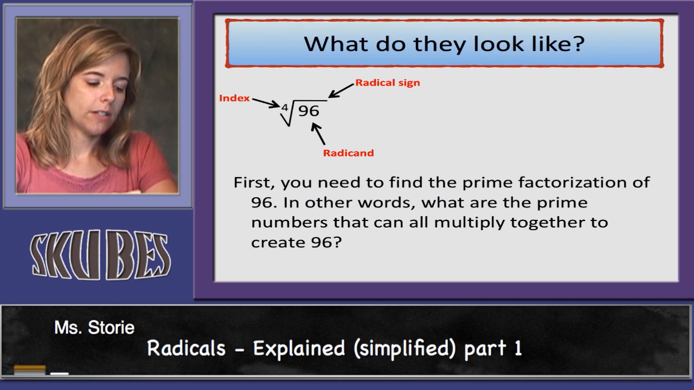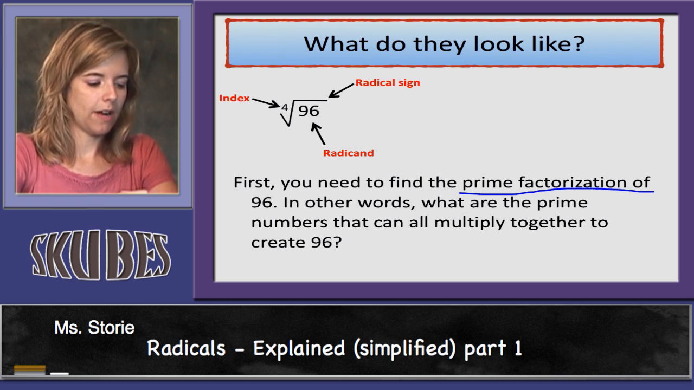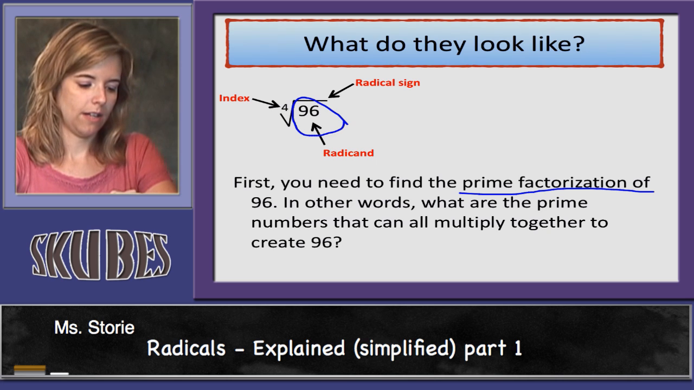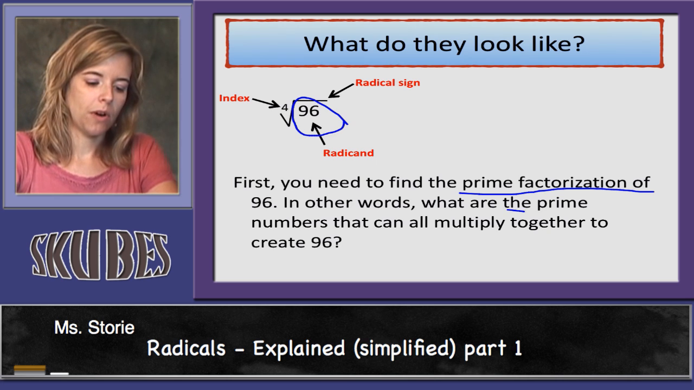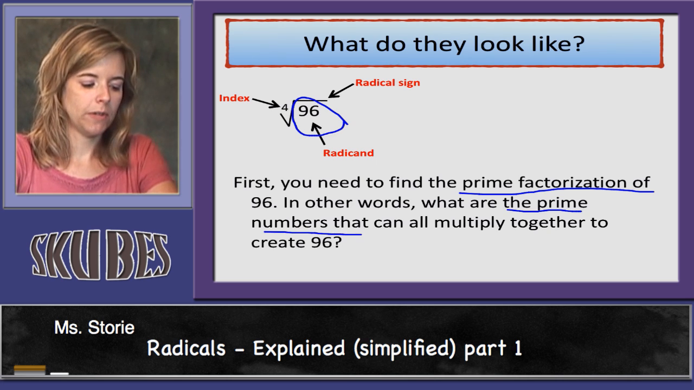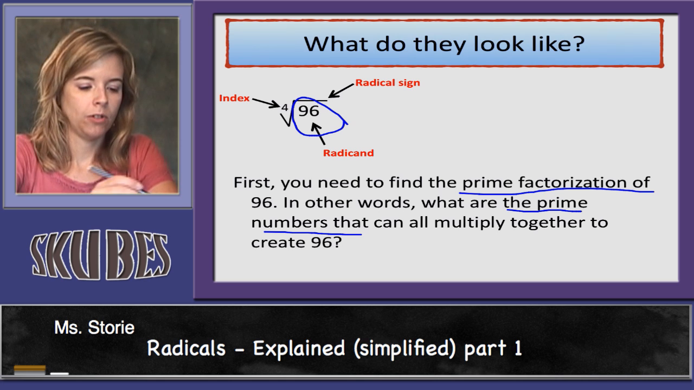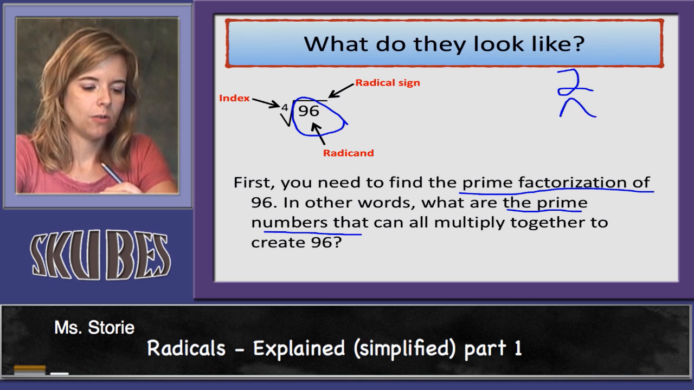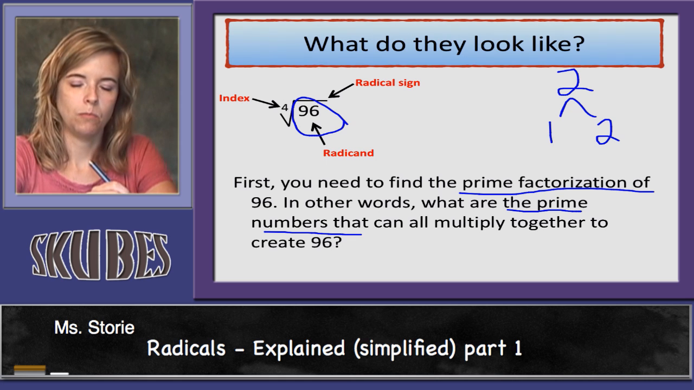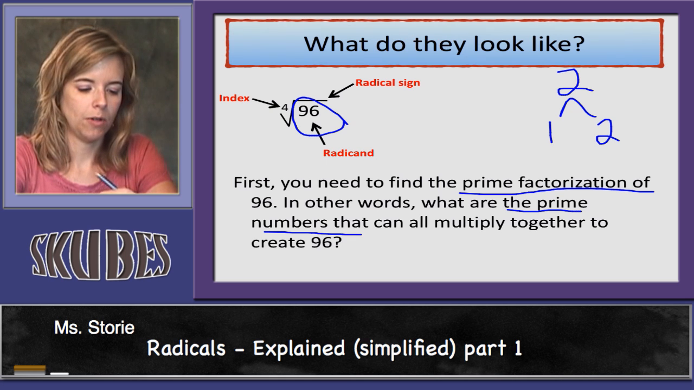Now, we talked about prime factorization. So the first thing that you need to do is prime factorize the radicand, which is this 96 right there. So in other words, what are the prime numbers that can all multiply together to create 96? And remember, a prime number is any number that can only be broken down into 1 and itself multiplied to create it.